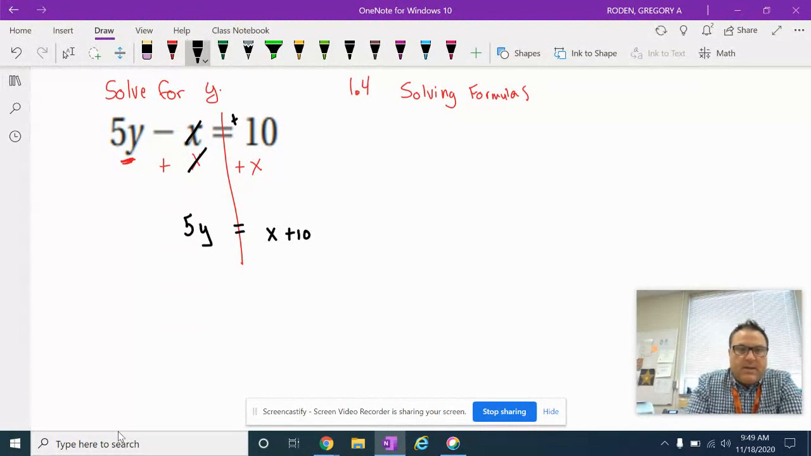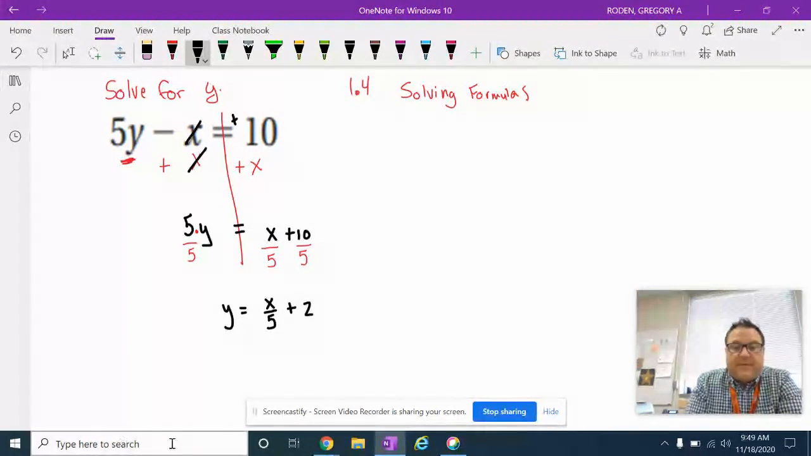Now, the next thing I'm going to do is get rid of the 5 next to the y. That is multiplication, and what is the inverse operation of multiplication? Well, that's just division. So I'm going to divide everything by 5. What do I get? I get y equals x over 5 plus 2, because 10 divided by 5 is 2.